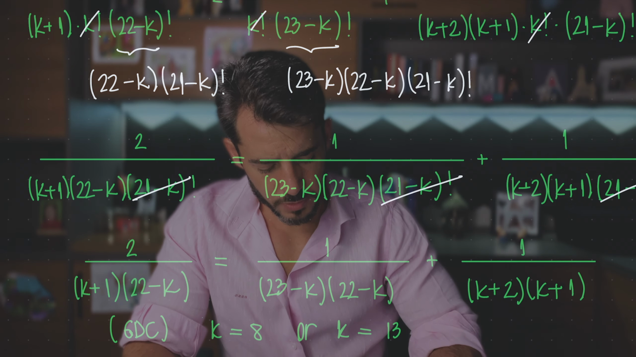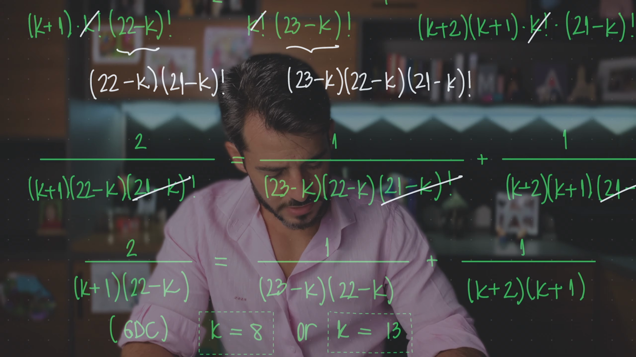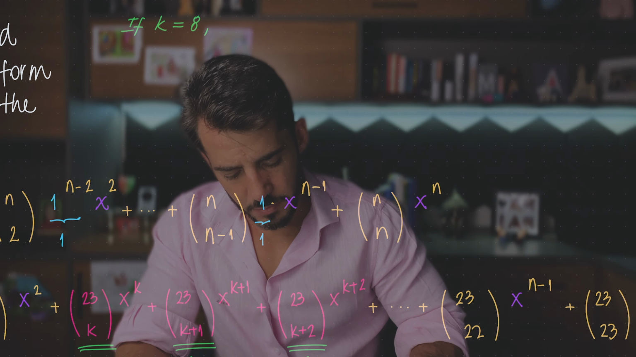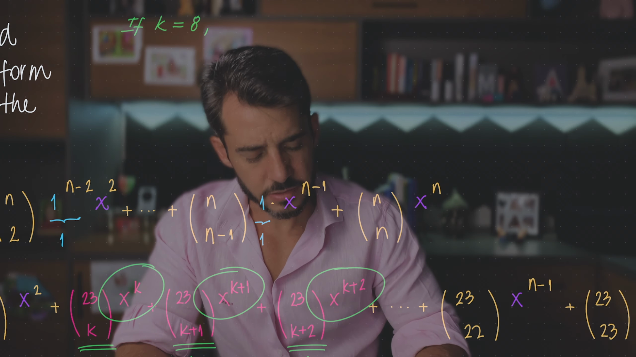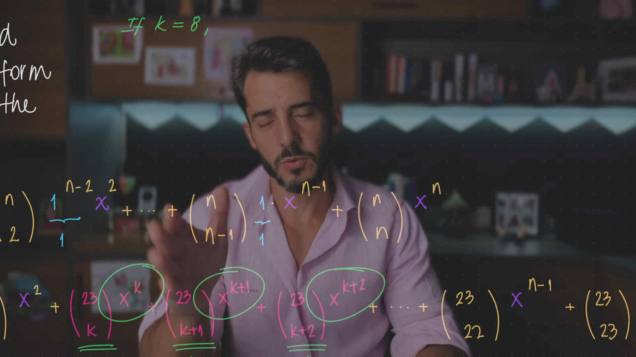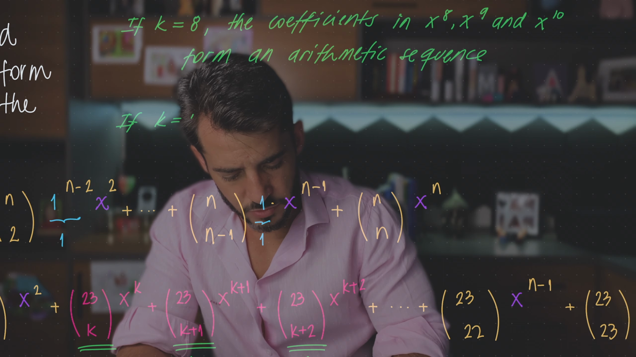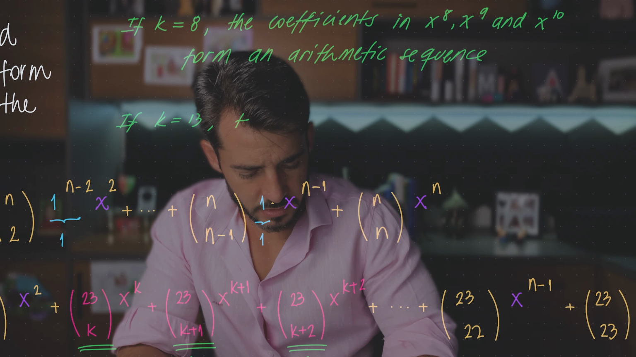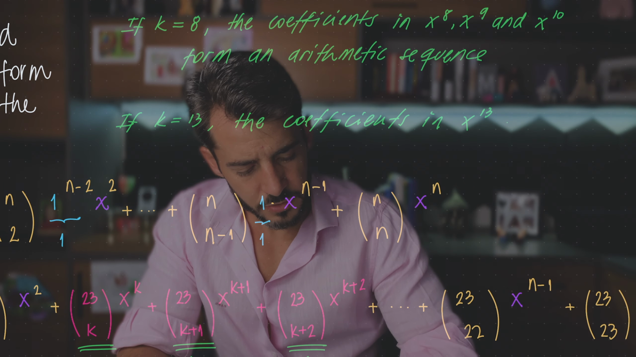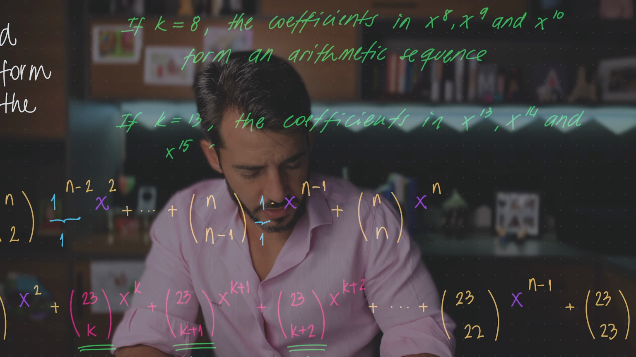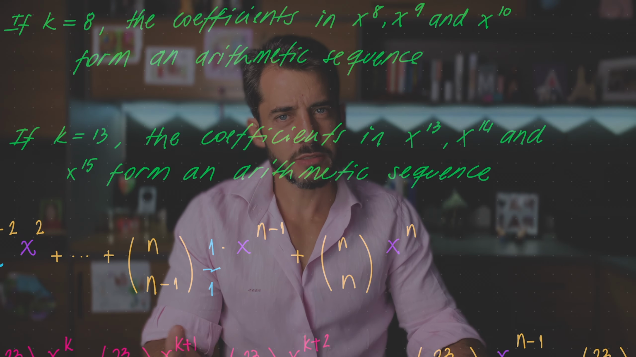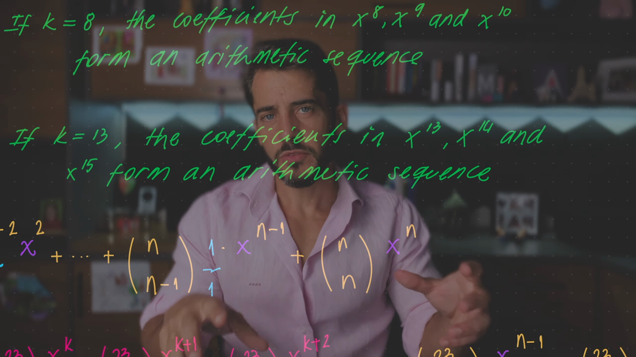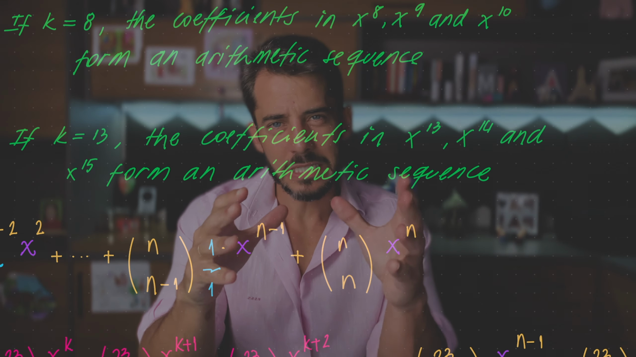And I think it's worth mentioning what these represent. If k is equal to 8, that means that the terms in x to the 8, x to the 9, and x to the 10 form an arithmetic sequence. And if k is equal to 13, then it's the coefficients in x to the 13, x to the 14, and x to the 15 that form an arithmetic sequence. And which one is correct? Well, they're both correct. Both of these scenarios will show up in the same expansion.